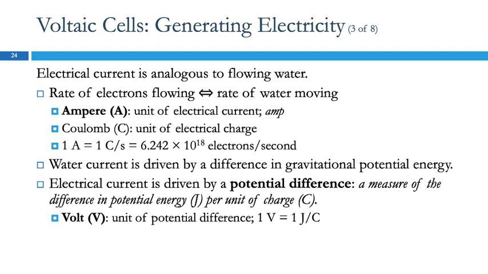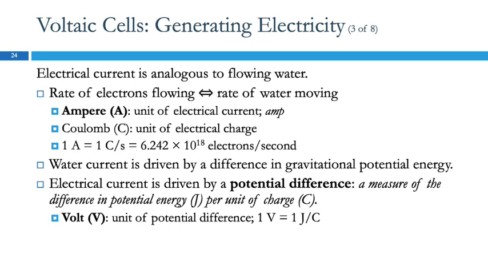So it's how fast electrons are moving, but instead of counting electrons, we use a unit called a coulomb. We kind of mentioned that back in Chem 1A, but the coulomb is a unit of electrical charge. So an amp is the rate of electrical flow. So 1 amp is 1 coulomb per second. And a coulomb is 6.242 times 10 to the 18th electrons. So an amp is that many electrons moving per second.